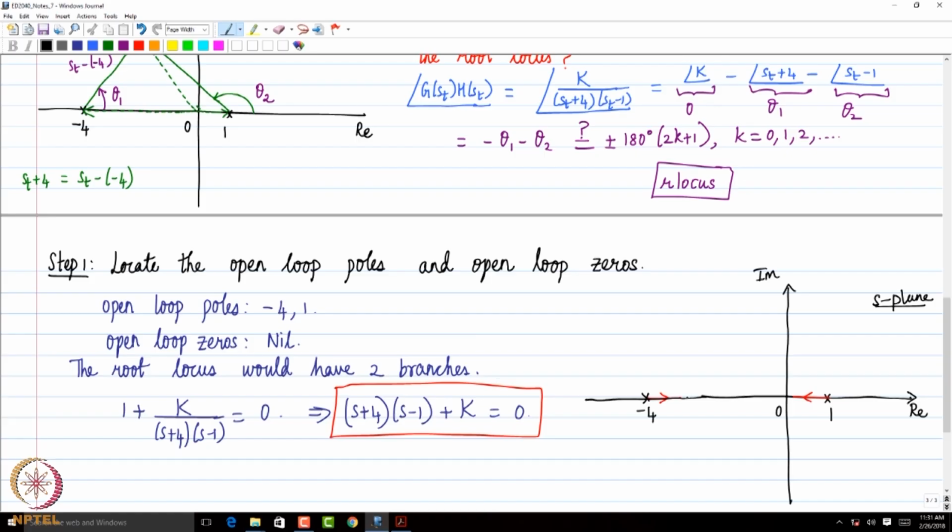On the other hand, take a test point somewhere here. What would be θ1 and θ2? θ1 would be 0 and θ2 would be 180. So you see that the angle condition is satisfied. Is it clear how the two branches come off like this?